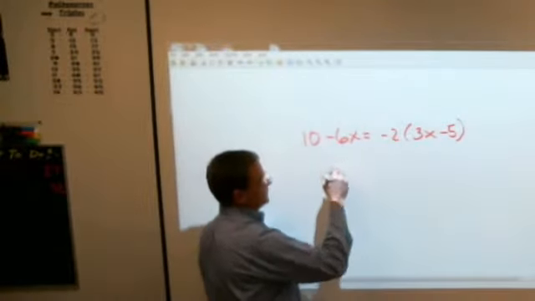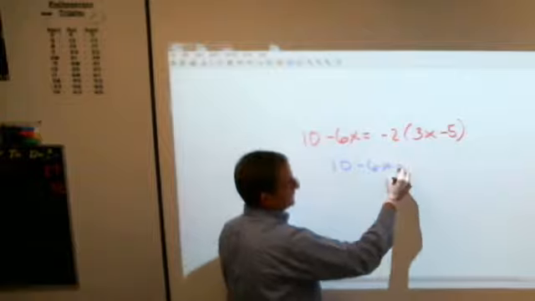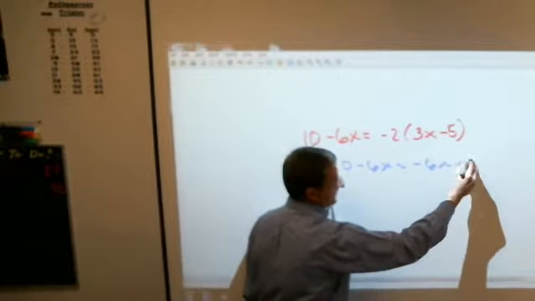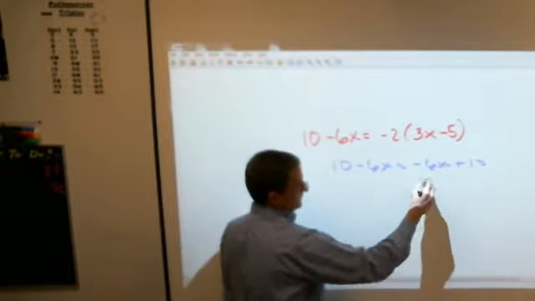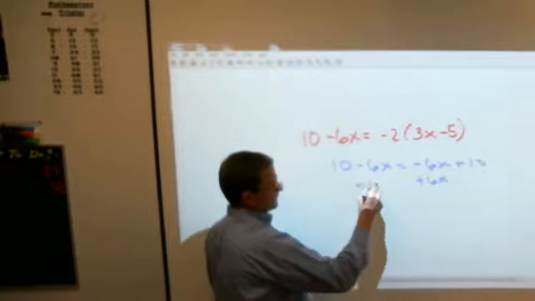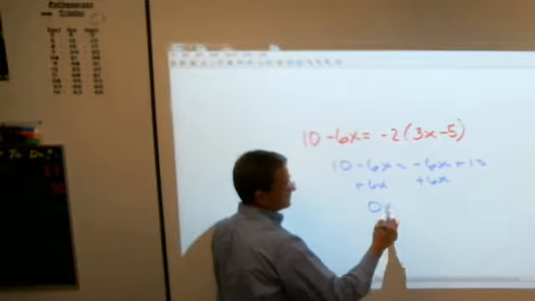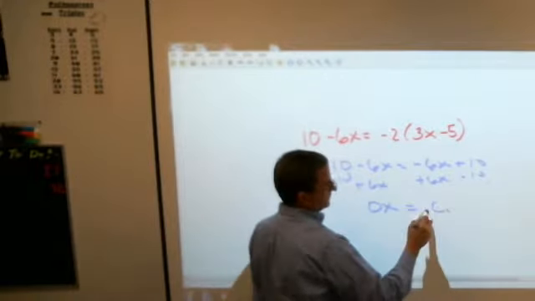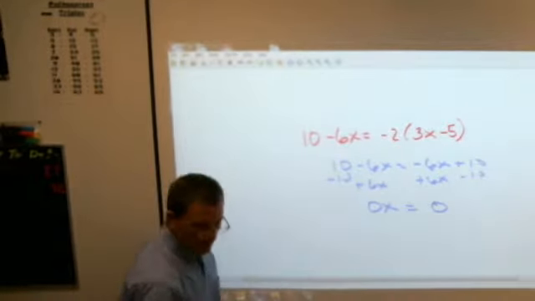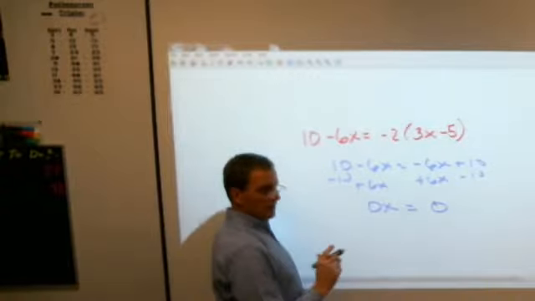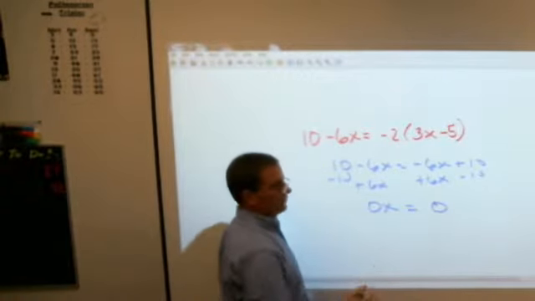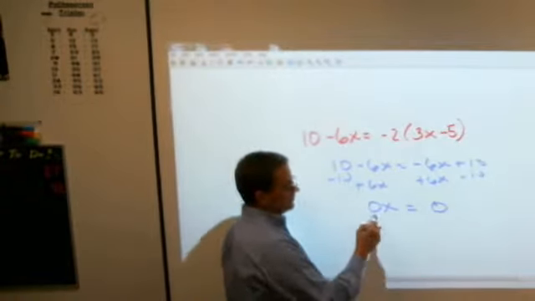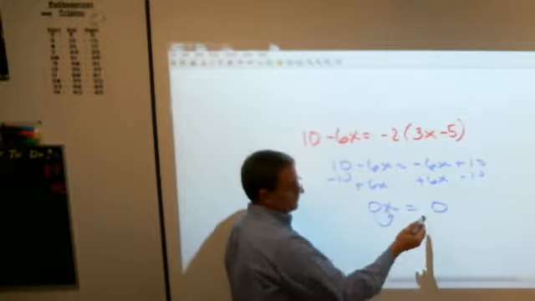So what you did is this, I'm guessing. 10 minus 6x equals negative 6x plus 10. Well, you add 6x, you add 6x, you get 0 x's. You subtract 10, you subtract 10, so you get 0. So the question is, ladies and gentlemen, if you come up with something like this, before you even go to the dividing part here, 0 times what number gives you 0?